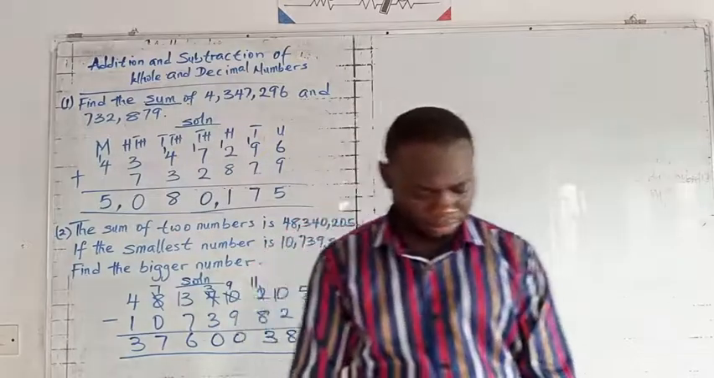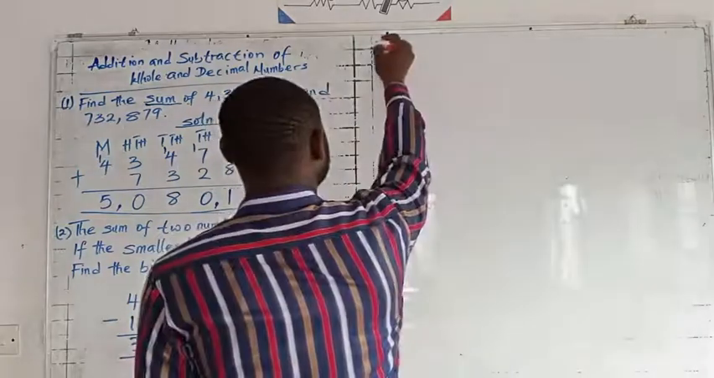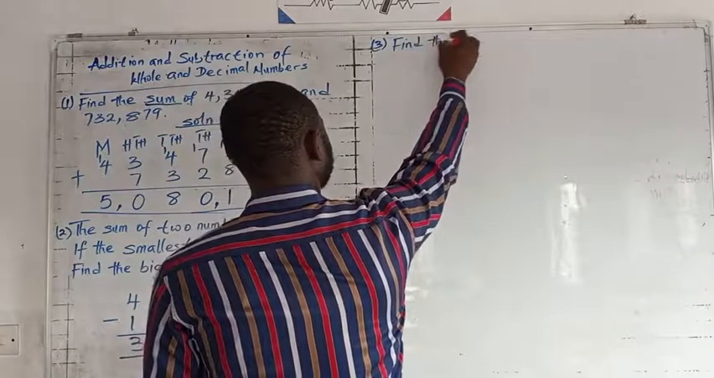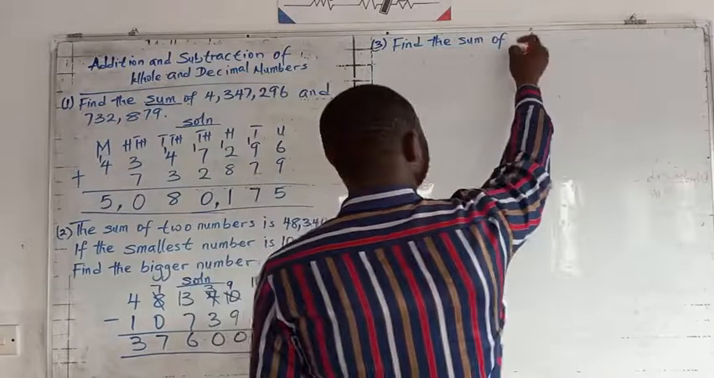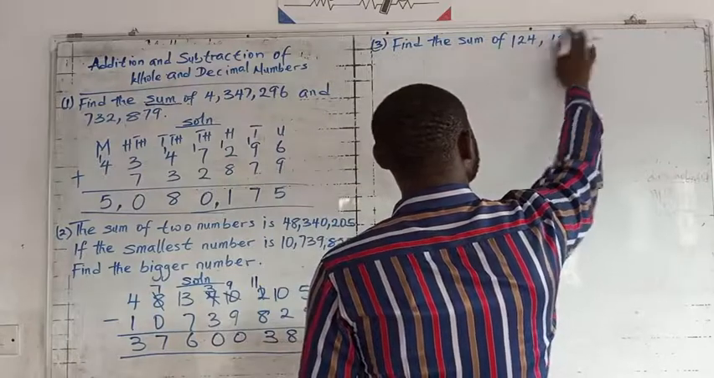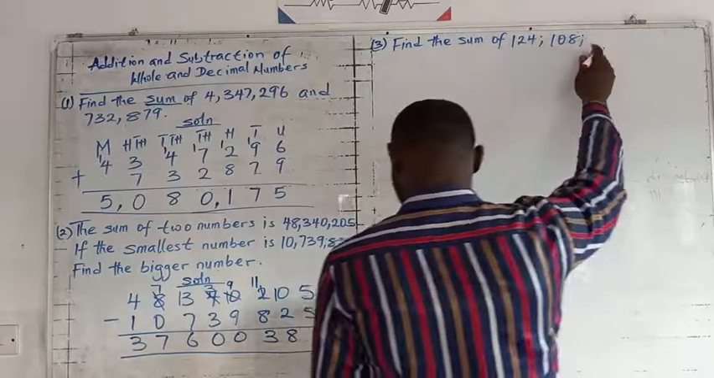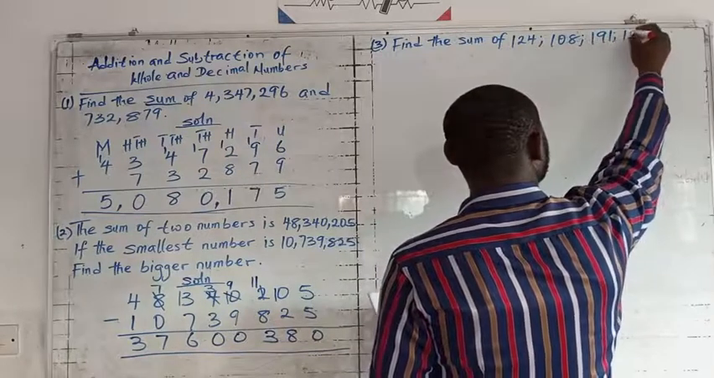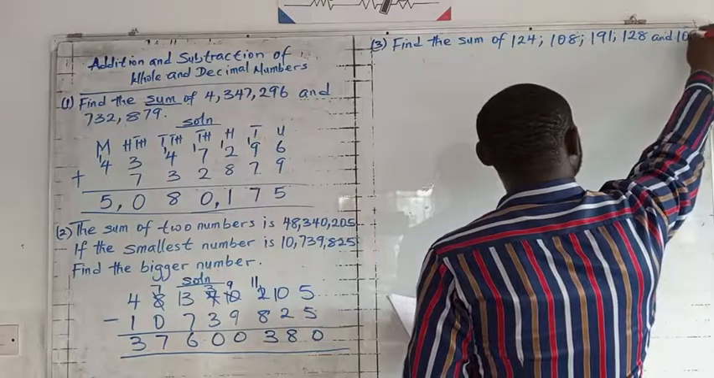Okay, let's look at this example. It says, find the sum of... example number 3. Find the sum of 124, 108, 191, 128, and 109.